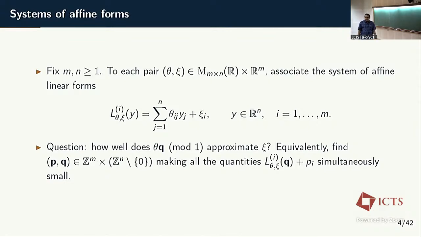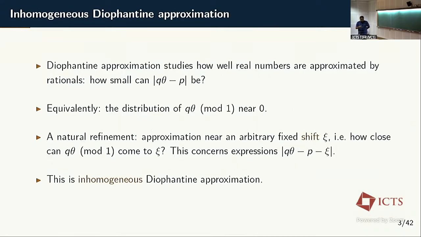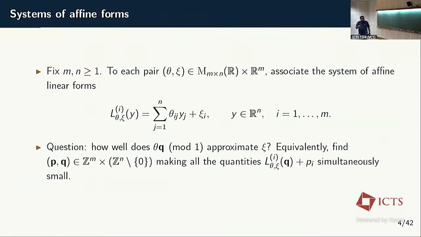Okay, this is my basic question. It's a question which has been studied extensively over the years. So the setting is clear. I started off with a real number theta, tried to approximate it around 0, and then added a shift. Now I'm just scaling everything up, replacing theta with a matrix.